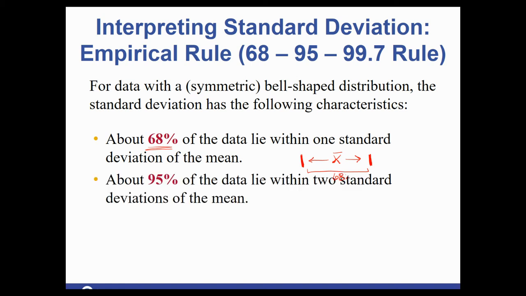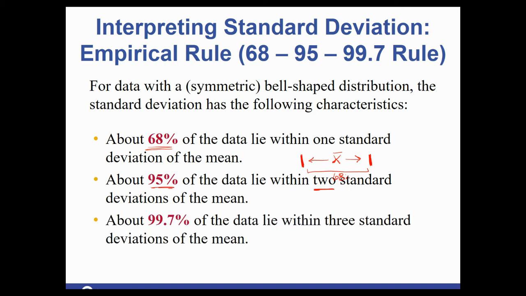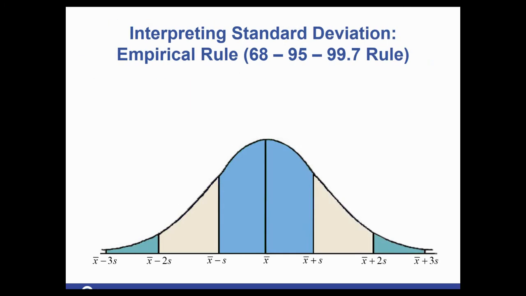Now we can go one farther. If you go out 2 standard deviations to both directions, so to the right and to the left on a number line, now we're talking about 95% of your data. And if you go out 3 standard deviations, we're talking about the majority of your data now. That's 99.7%.